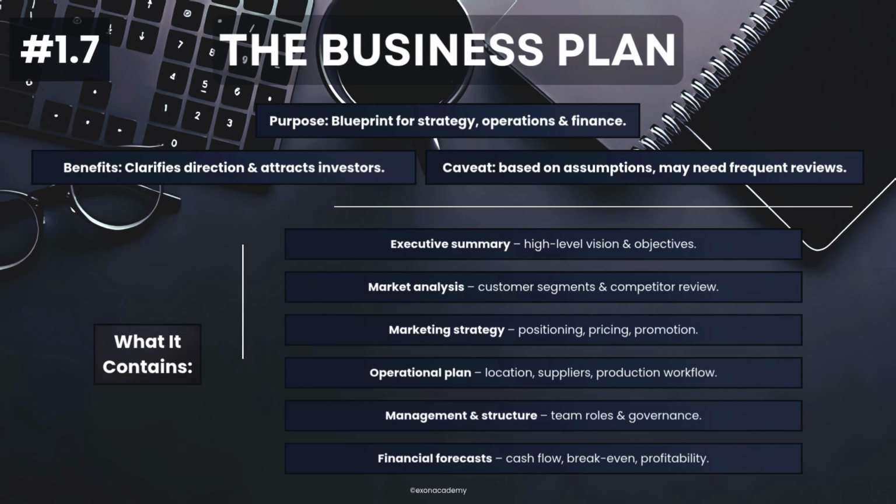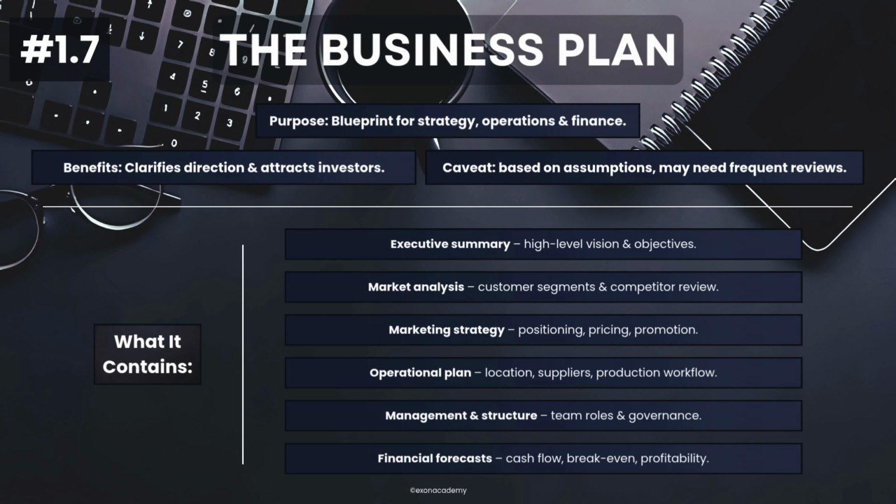A business plan is your detailed roadmap. It usually has 6 parts. First, an executive summary that highlights your vision and main goals. This is often the first section investors read. Second, a market analysis that examines potential customers, competitors, and industry trends. Third, a marketing strategy that explains how you'll position your product, set prices, and promote your brand.